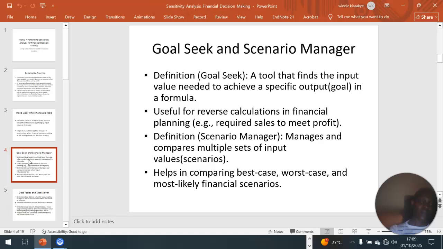Okay, so when we look at the scenario manager, it manages multiple sets of scenarios, we can say multiple sets of inputs. So it helps you to look at what will be the best scenario and what will be the worst. In most cases, those scenarios have to do with financial scenarios. So scenario manager helps you to know the best scenario that you can choose from amongst all the alternatives, so that you can make the best financial decision.